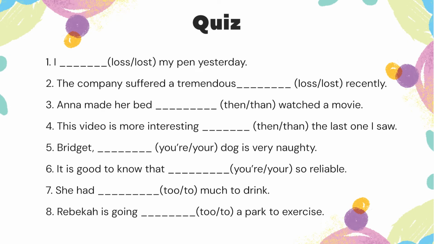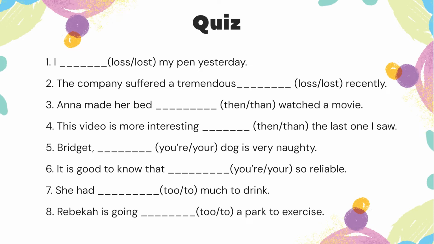Number 1 says, I lost my pen yesterday. So go ahead and write your answer down on paper, and then you will see whether you were correct or not. Number 2, the company suffered a tremendous loss or lost recently. Number 3, Anna made her bed then or than watched a movie. 4, this video is more interesting than or than the last one I saw.